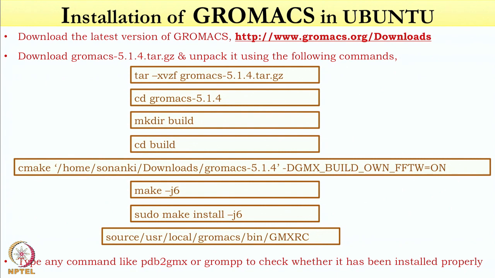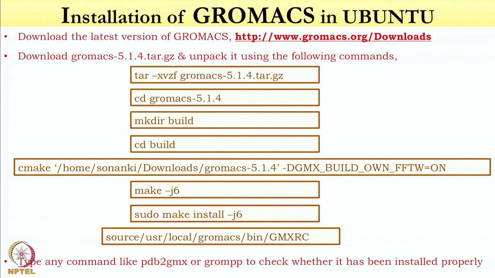By typing the command mkdir. This build will be a subdirectory of Gromax. Yes, it will be a subdirectory of Gromax. Then you go to the directory, cd build, and then you have to type the command cmake and then wherever your Gromax is downloaded, you just drag the folder. It will automatically give the path. Is Gromax 5.1.4 an untarred file already? Yes, it's a folder.